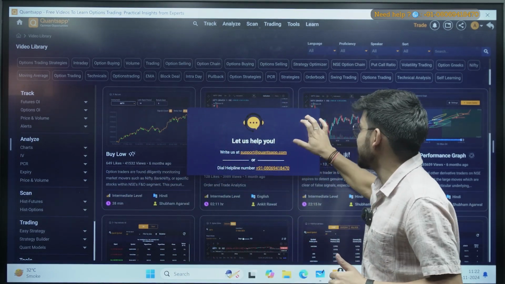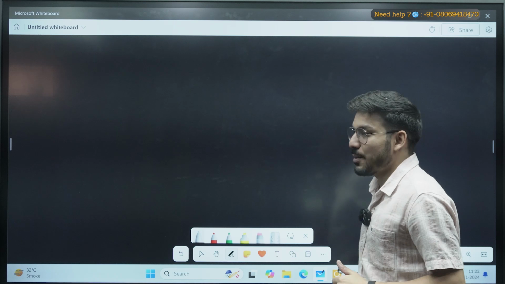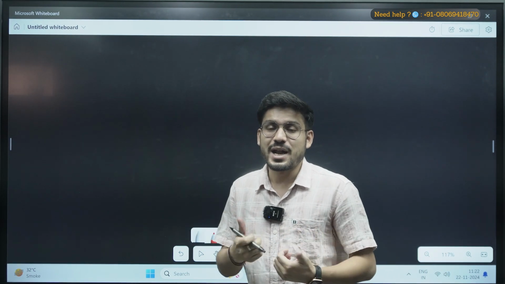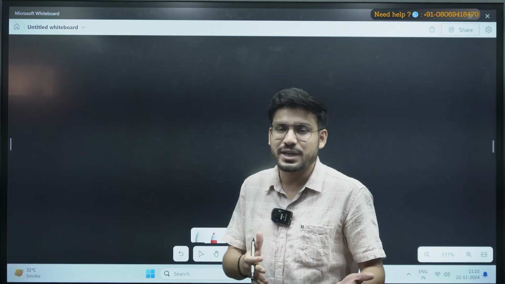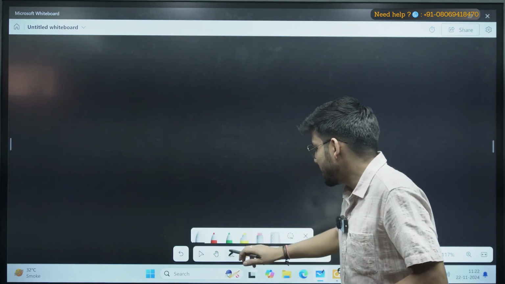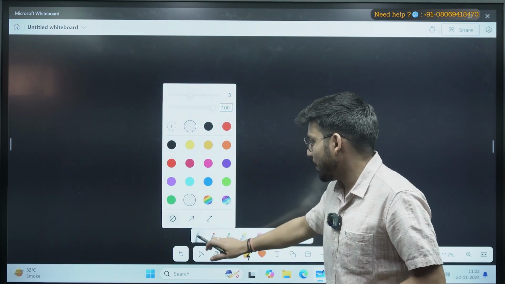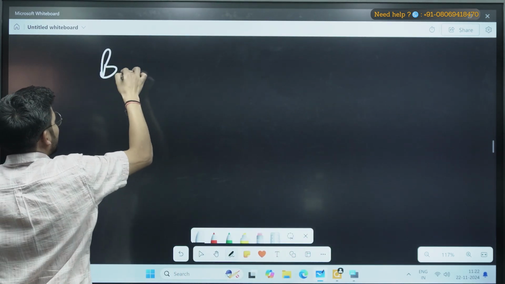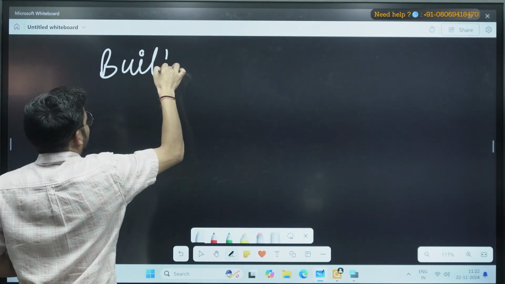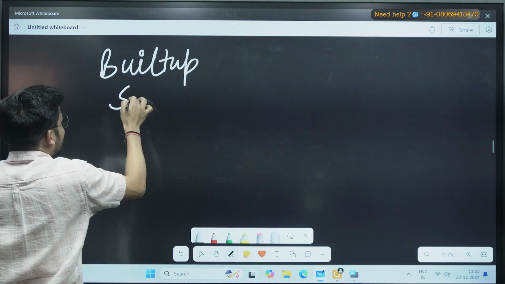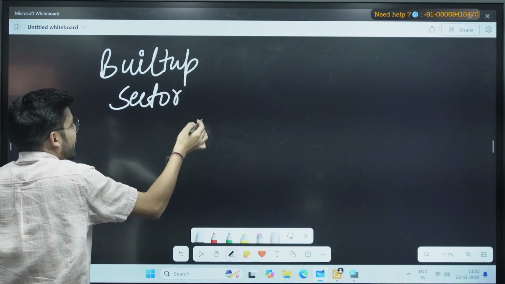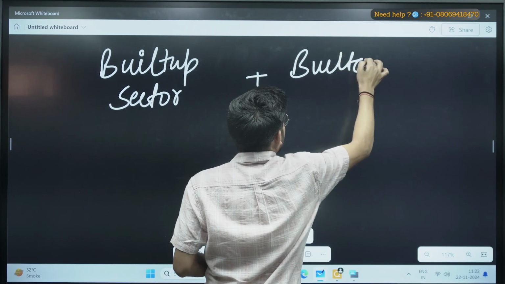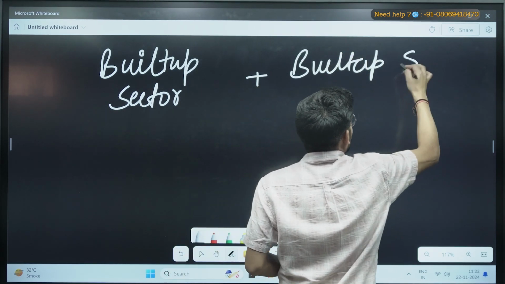So let's start today's lesson. In today's lesson, we will be talking about a combination of tools that is available in Quantsapp and that will help you out how you can trade efficiently with your setup. So first of all, the combination will be of built-up sector, as well as we will use the built-up script symbol.